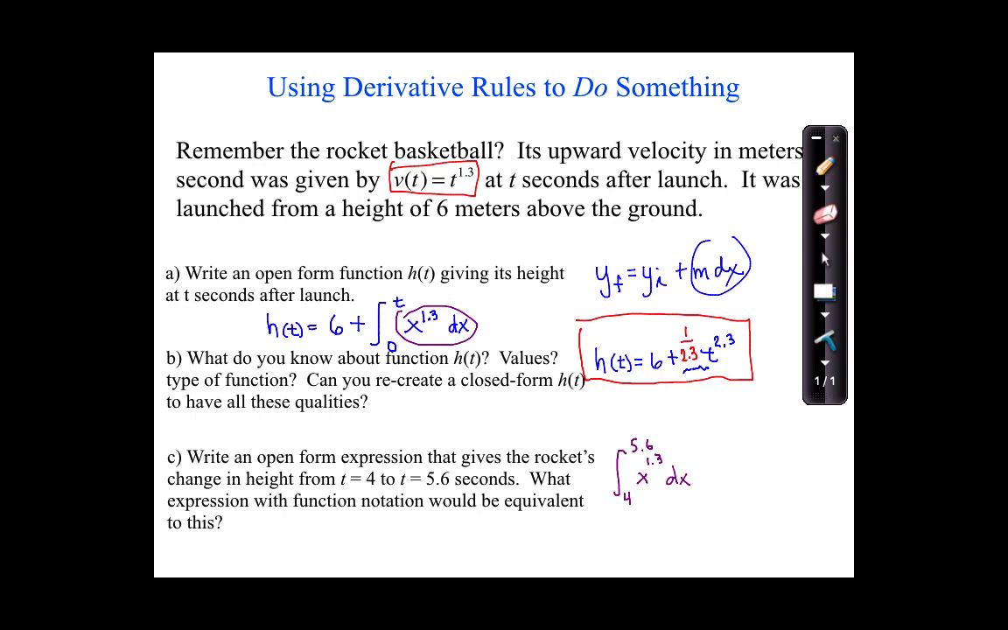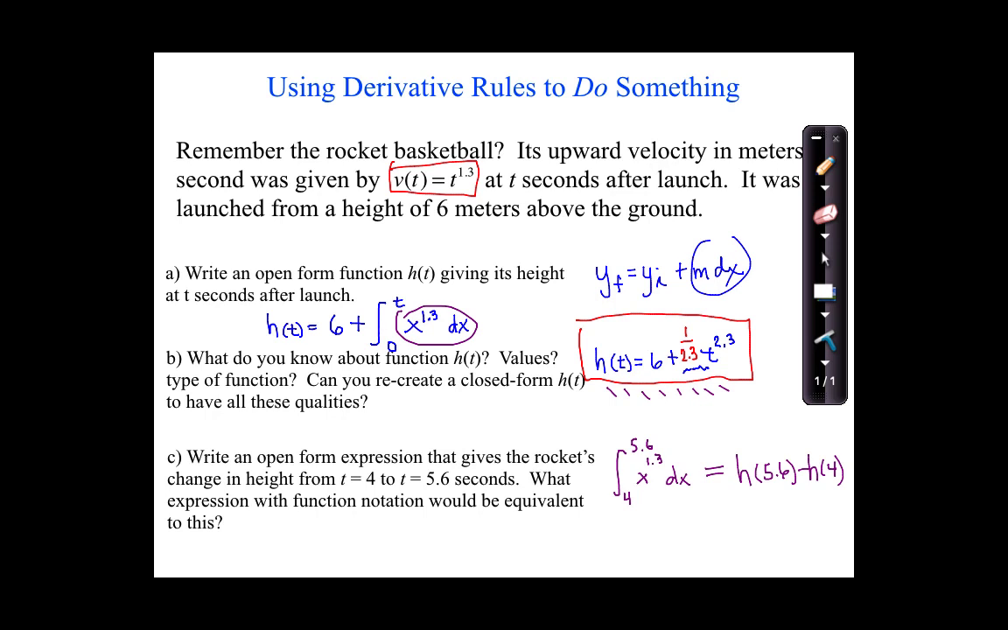But we just did write a function that tells me height. Here's an expression for height. So this is also the same as the change in height between time 4 and time 5.6. That's something that we could do given the proper function before we learned about derivatives or integrals or anything. I just want to know how much the height changed. So I want to know final minus initial. So that'd be h of 5.6 minus h of 4, if I use function notation.